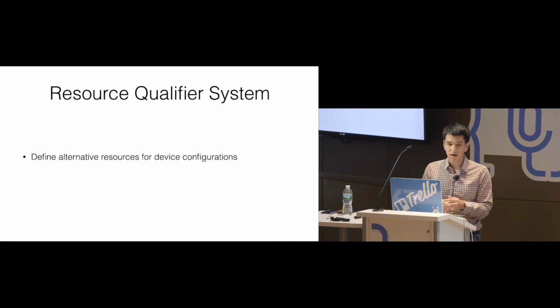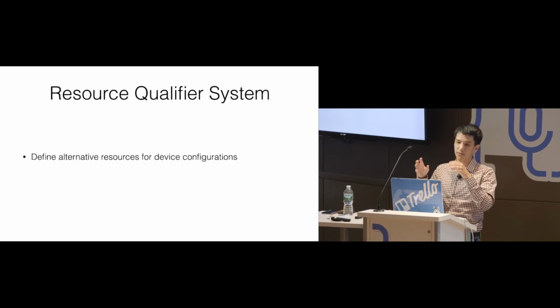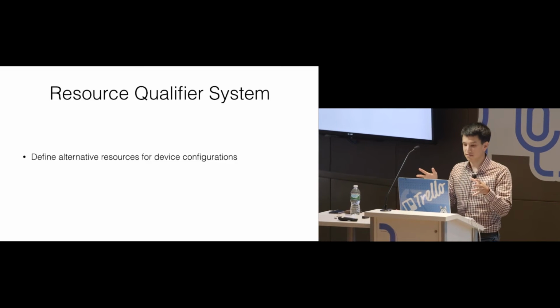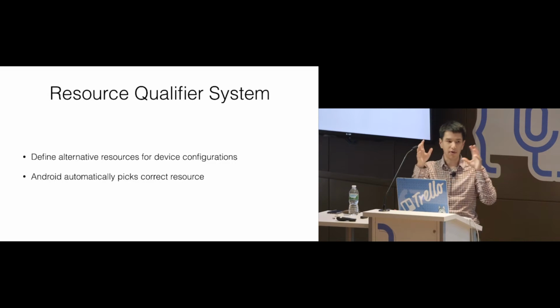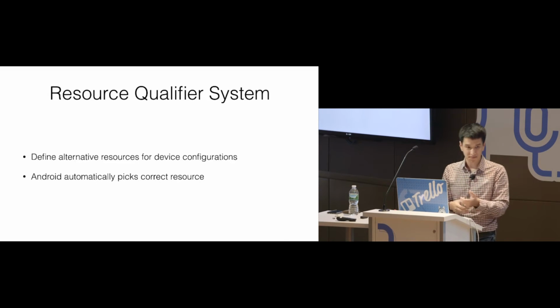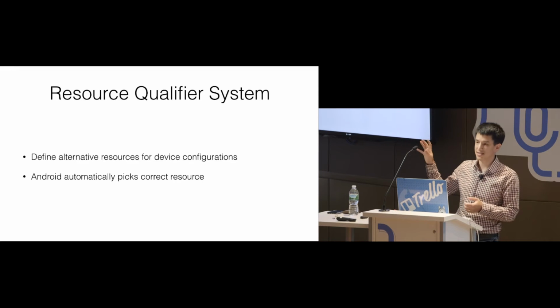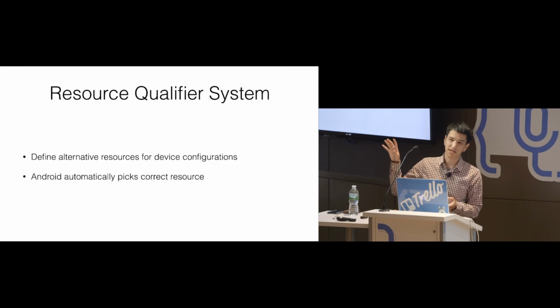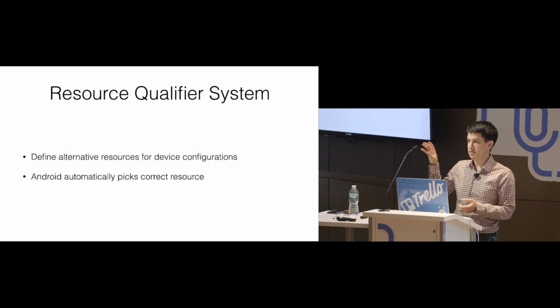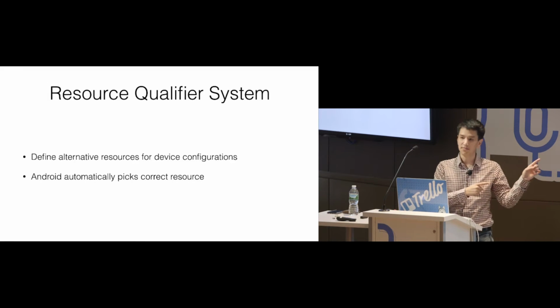So that means that you can define when resources should be picked based on a number of qualifiers, and then Android will just automatically pick the right one for that current situation. And by the way, as an aside, this is why overriding config changes and handling them yourself is usually a bad idea, because if you do that, you skip this whole system entirely.